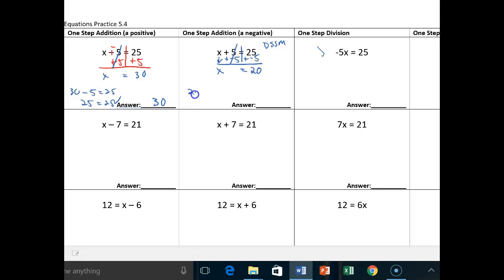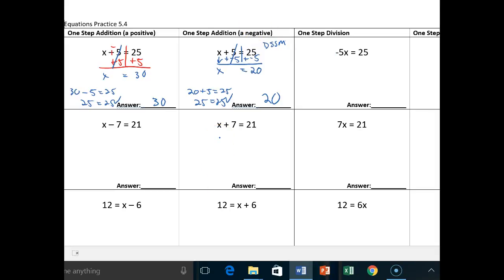We could check by saying, okay, is 20 plus 5 equal to 25? We're asking ourselves that, and indeed 20 plus 5 is 25. So, 25 is equal to 25. Therefore, we know we have the correct answer in 20. All right. I'd pause and do the rest on that column.